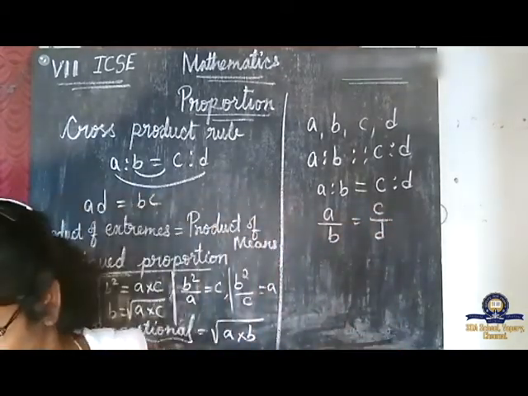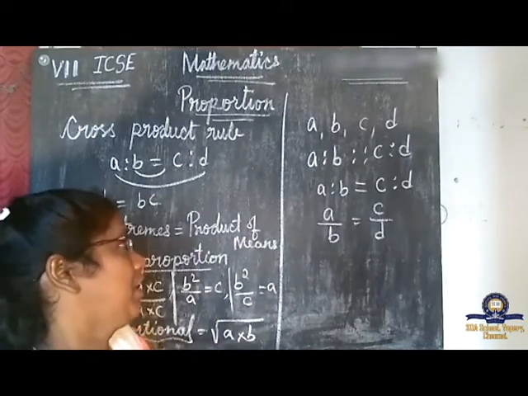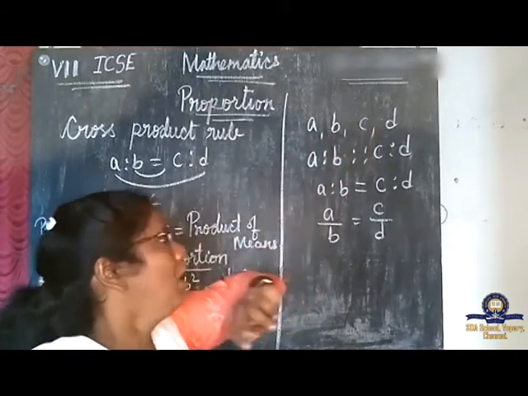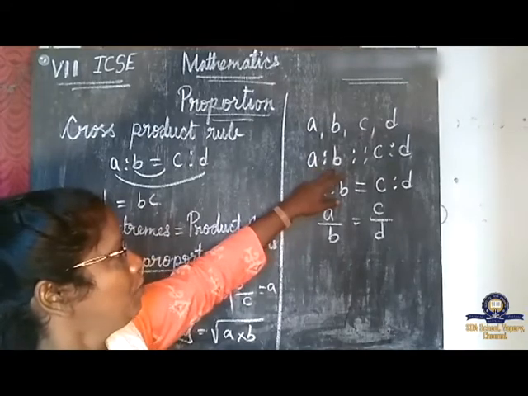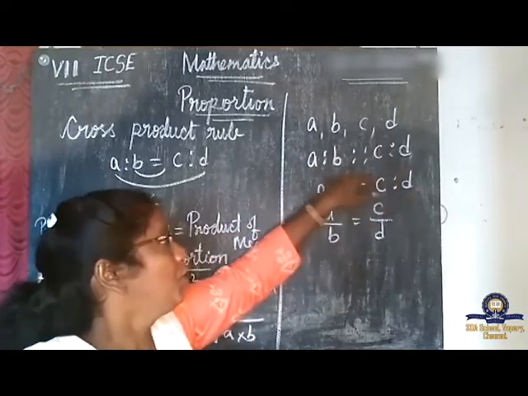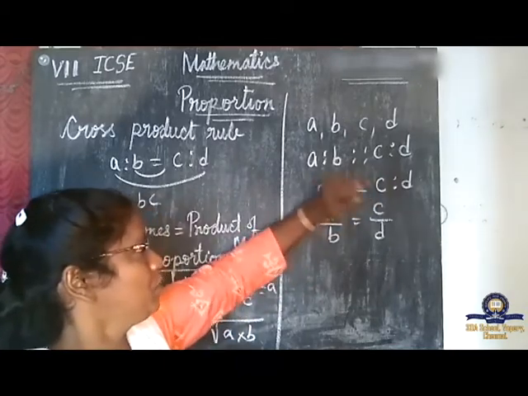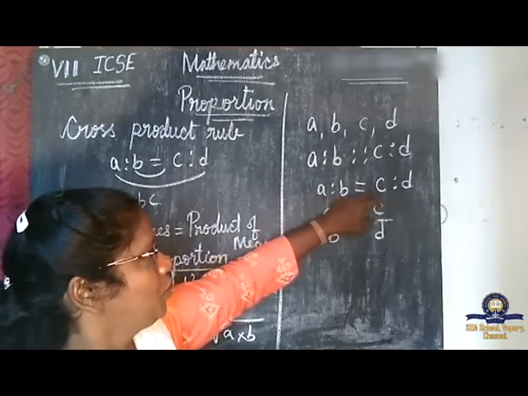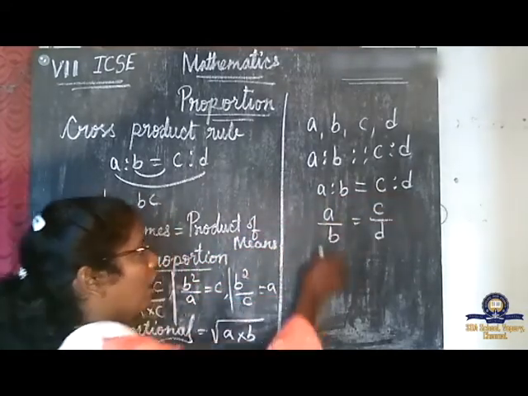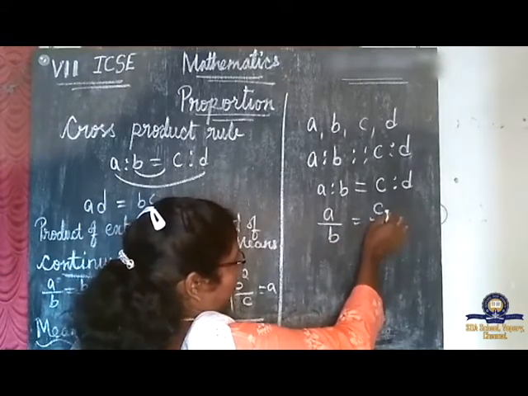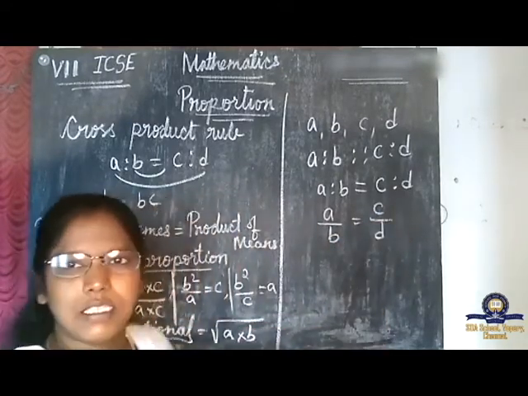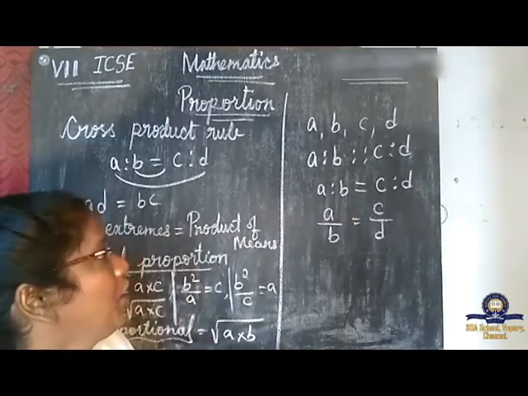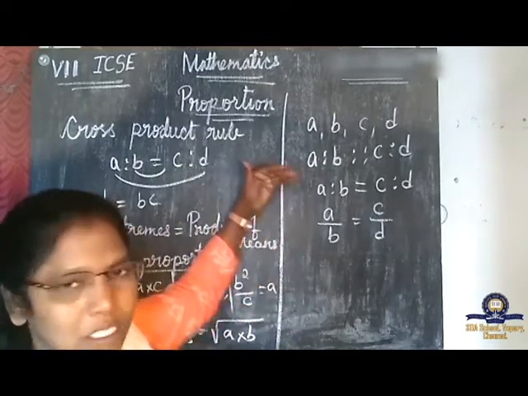It is only one thing, but see in how many ways we are writing it. Four quantities we are taking here for proportion: A, B, C, D, four terms. So A is to B is proportion to C is to D. Two ratios are taken here. A is to B is one ratio, C is to D is another ratio. Now A is to B should be equal to C is to D, or A divided by B is equal to C divided by D. This is called proportion. Understood, children? Using this only we are going to do all the rest of the sums.